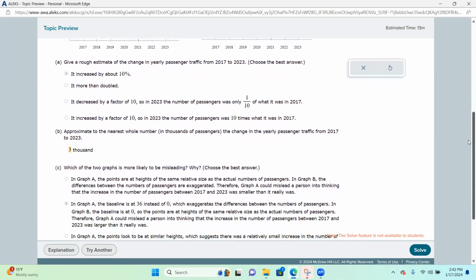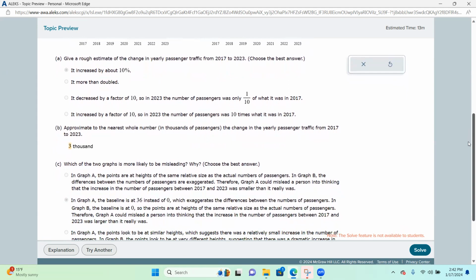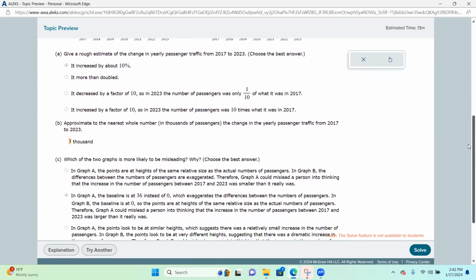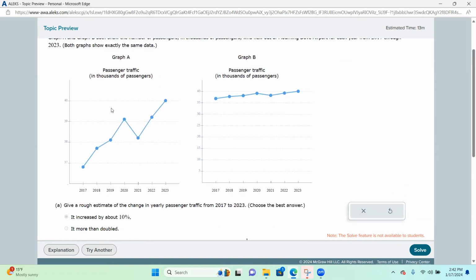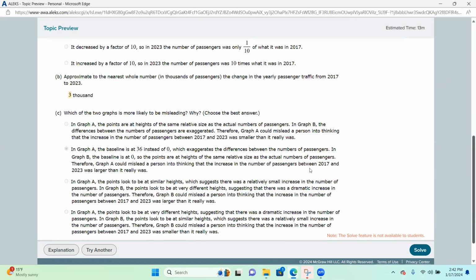Then letter C says, which of the two graphs is more likely to be misleading? Why? Without looking at the answers, you should ask yourself, which one looks misleading? The one that doesn't have a scaling at 0, 0 is going to be the one that's misleading. So that's graph A. The reason it's misleading is because it's looking like there's bigger differences than what there really is. When you look at the correct graph on graph B, it looks like there aren't as many differences. So that is choice B.